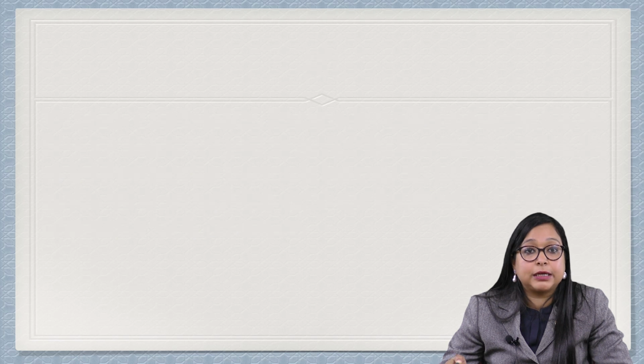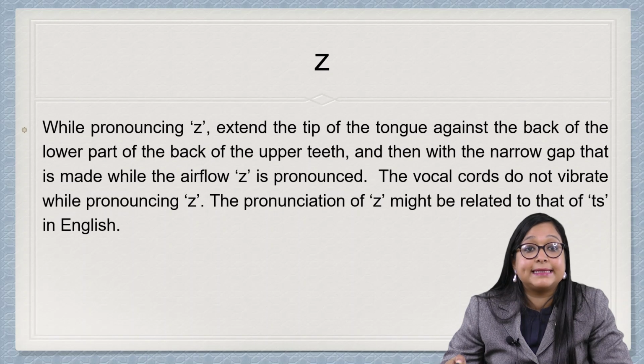Next, we come to the pronunciation of z. Z is written using the English alphabet Z. While pronouncing z, extend the tip of the tongue against the back of the upper teeth, and then with the narrow gap that is made, the airflow produces z. The vocal cords do not vibrate while pronouncing z, and the pronunciation of z might be related to that of ts pronounced together in English. Let's try once again. Z, z.